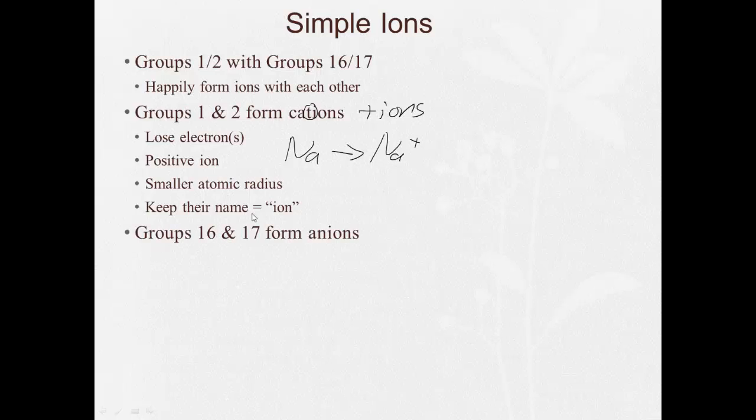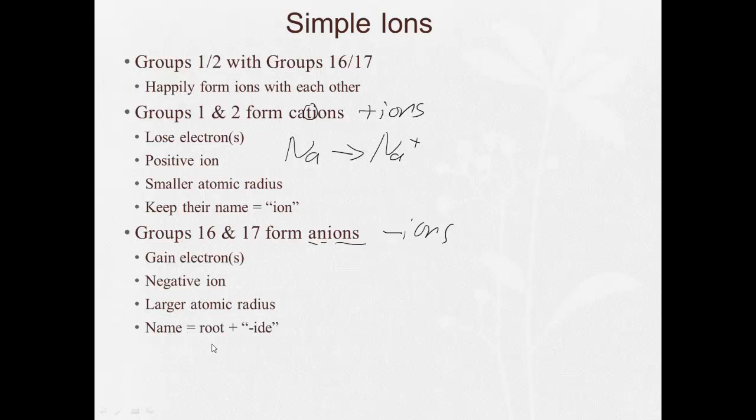Our group 16 and 17 nonmetals form anions. I always remember this as "a negative ion." So they are negative ions. They form by gaining electrons. Negative ions, of course, have a larger radius.